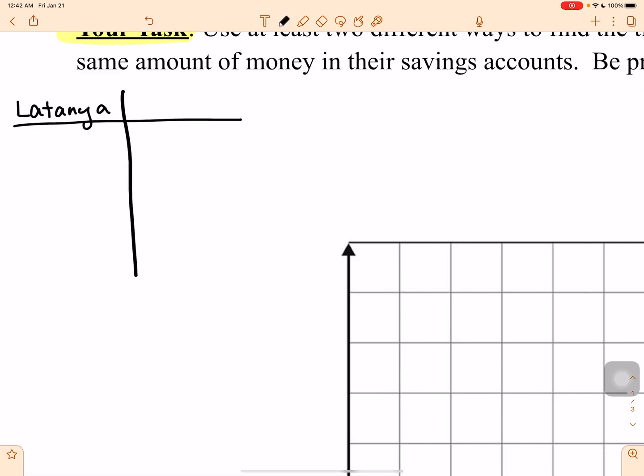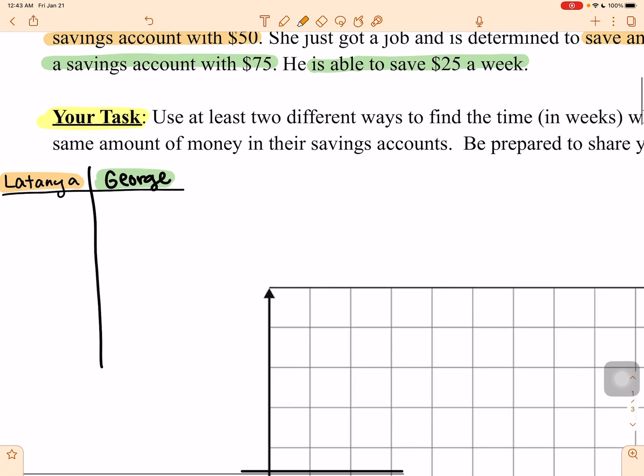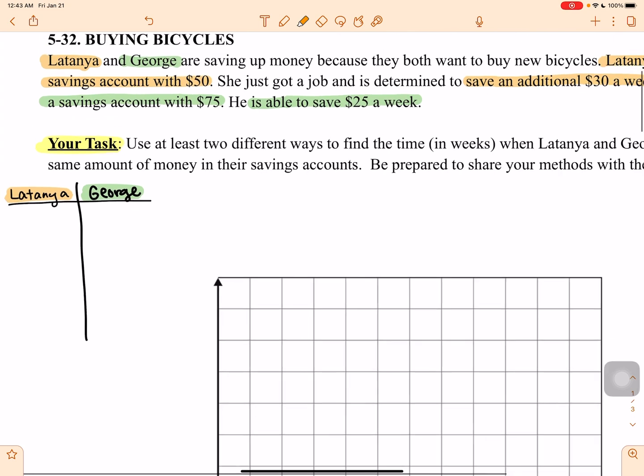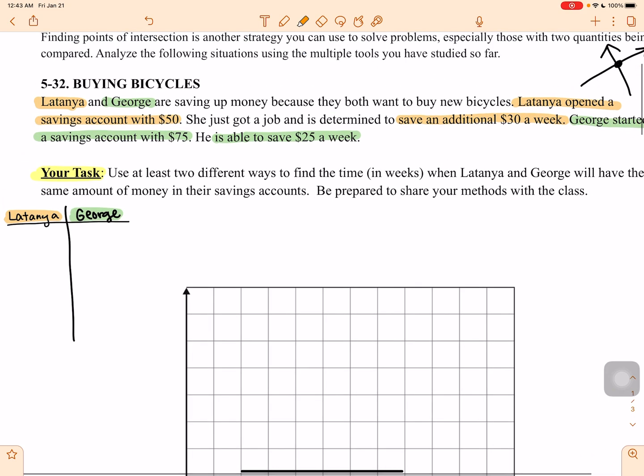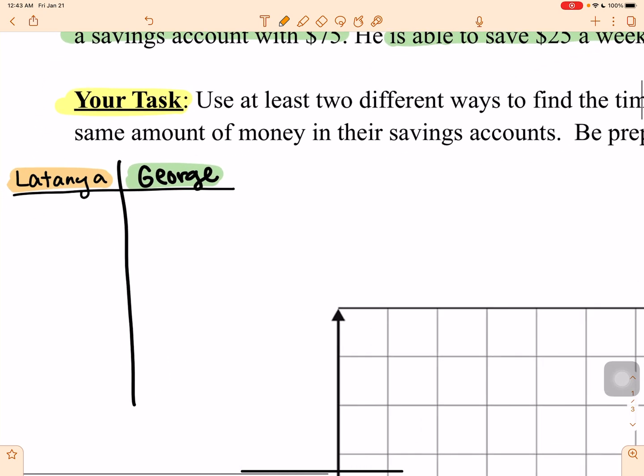Okay, so Latanya and George. George I had made orange, Latanya green, and then Latanya orange. All right, so Latanya, how much did she start with in her savings account? What we'll call the starting point? She started the savings account with $50, right? So started with $50, okay?